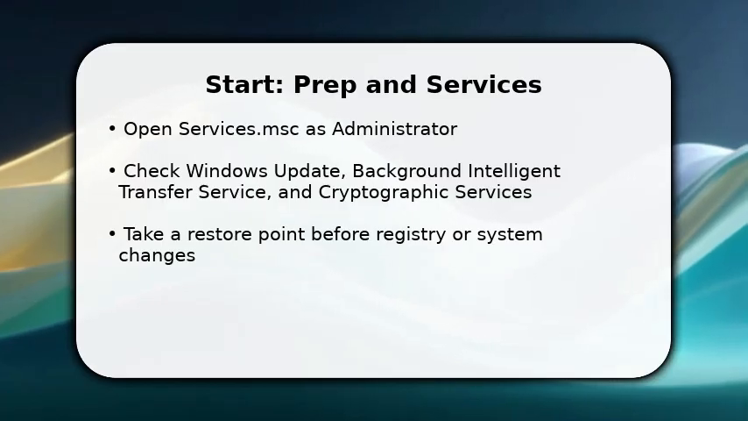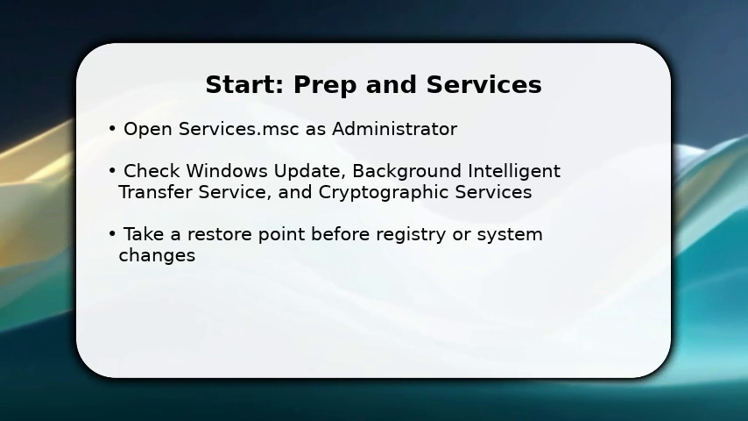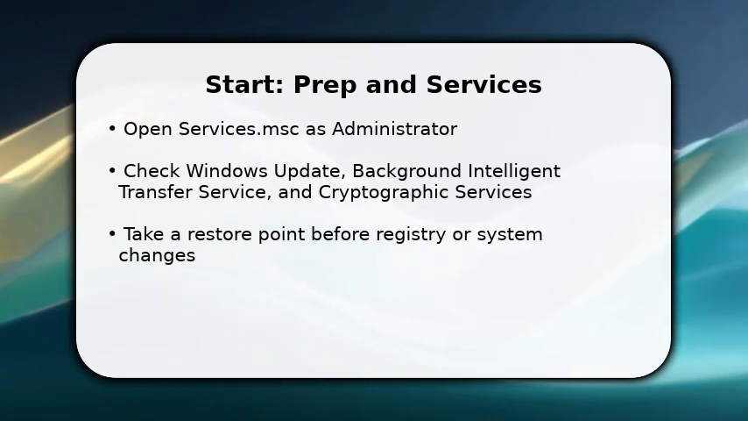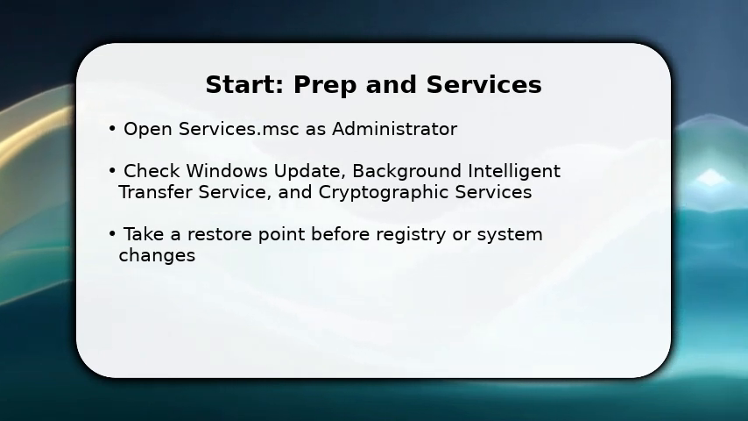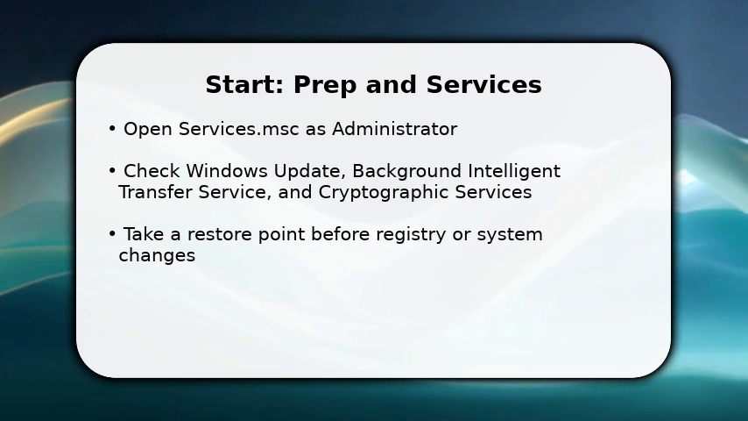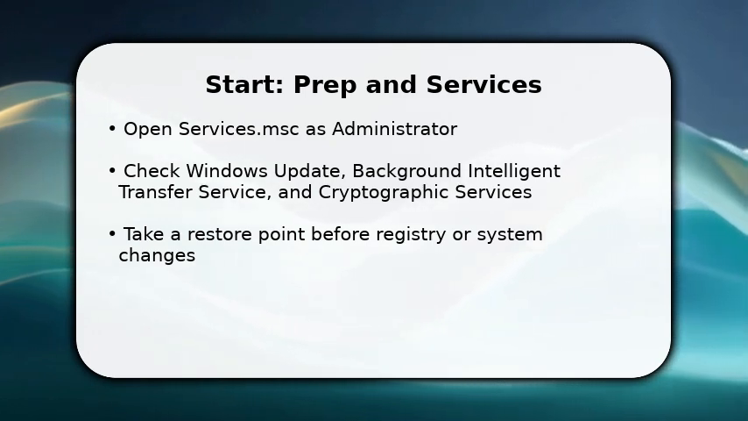You start by opening services.msc as administrator and locating Windows Update. This is the control point. Once there, verify Background Intelligent Transfer Service and Cryptographic Services are running because they support downloads and signature checks.